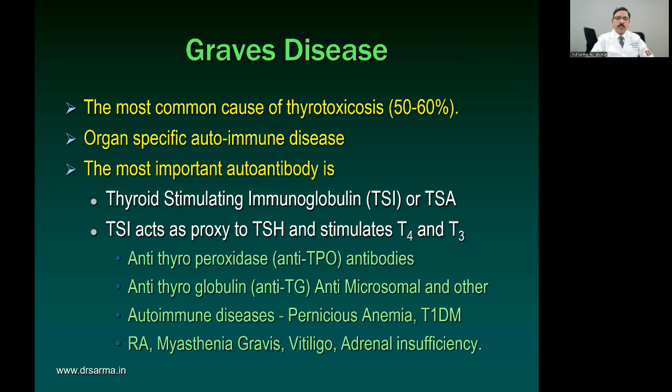Anti-thyroperoxidase (anti-TPO) antibodies, anti-thyroglobulin antibodies, and autoimmune diseases like pernicious anemia, type 1 diabetes, rheumatoid arthritis, myasthenia gravis, vitiligo, and adrenal insufficiency will go along with Graves' disease. Suppose one has Graves' disease, they may have rheumatoid arthritis, myasthenia gravis, autoimmune vitiligo, and adrenal insufficiency, or other autoimmune disorders like pernicious anemia or type 1 diabetes. The other antibodies like anti-TPO, anti-thyroglobulin, and antimicrosomal may also be positive. But the most important antibody is the TSA antibody.